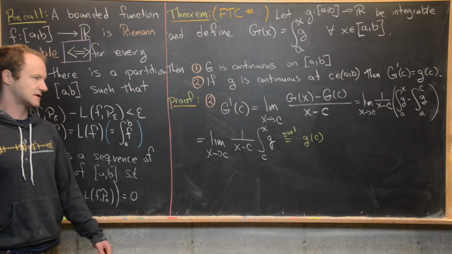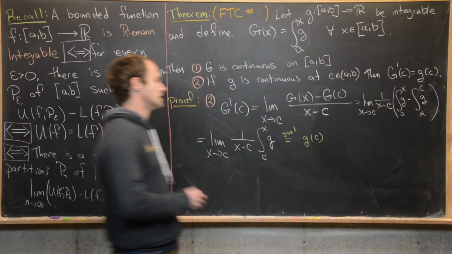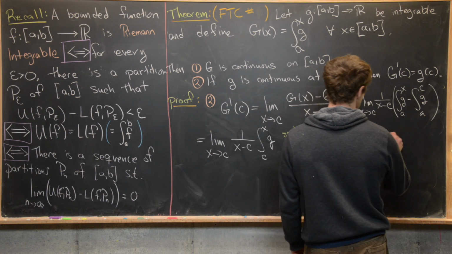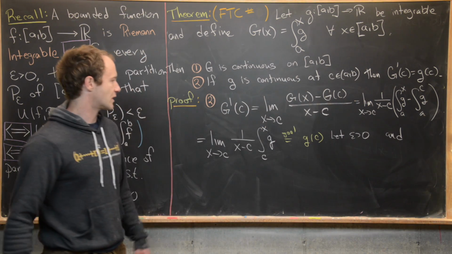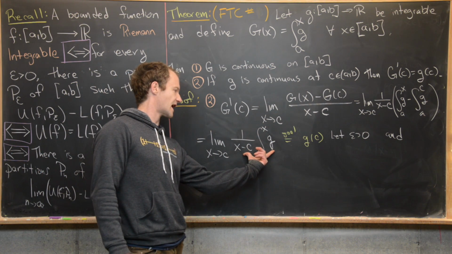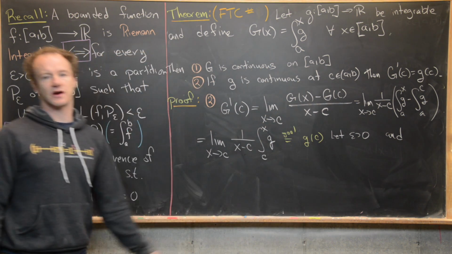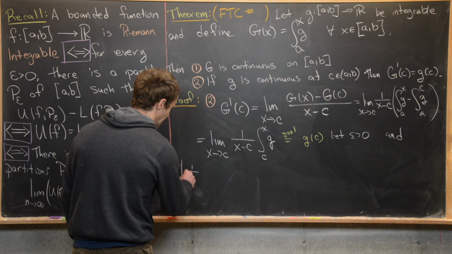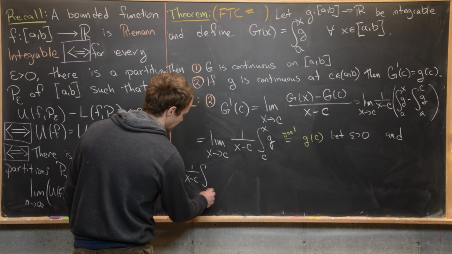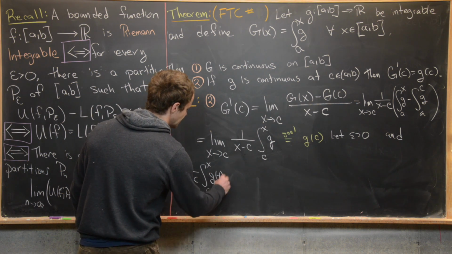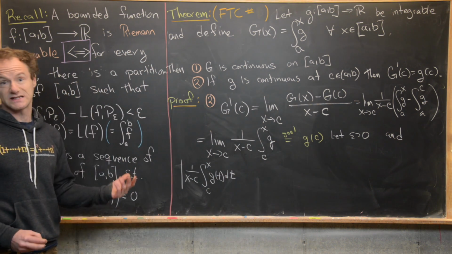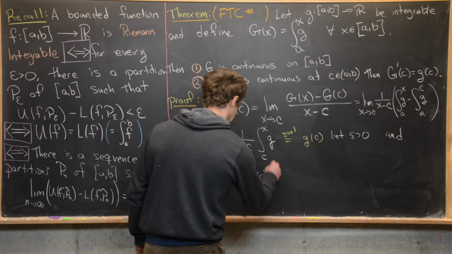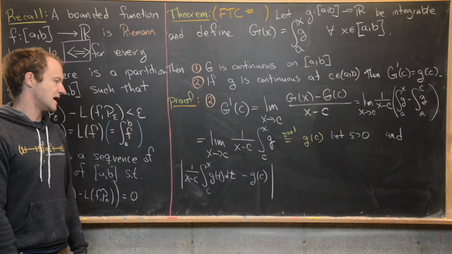We can prove that with an epsilon-delta type proof of a limit. Let's say we have some arbitrary epsilon bigger than 0, and the quantity we want to look at is the absolute value of this guy minus this guy, and we want to make that as small as possible. So: the absolute value of 1 over x minus c times the integral from c to x of g of t dt, and I'm putting the g of t dt in just so we can see what's going on a bit easier, minus g of c. Again, this is what we want to make small.